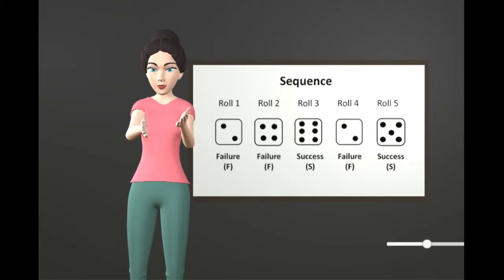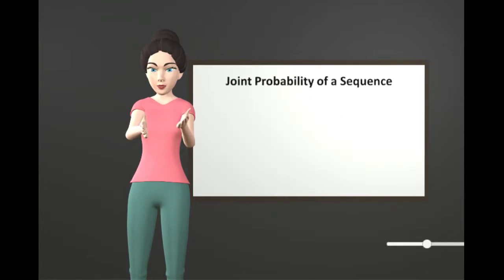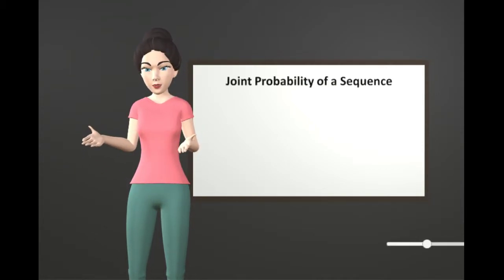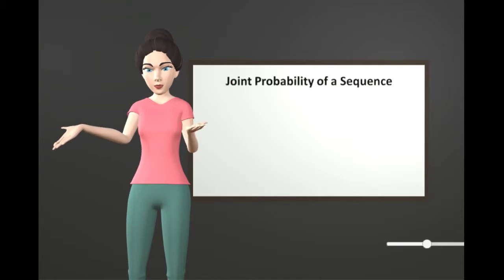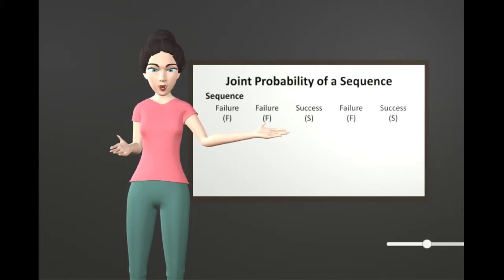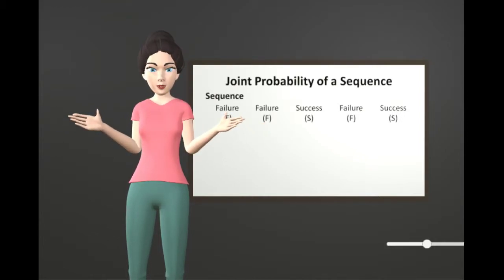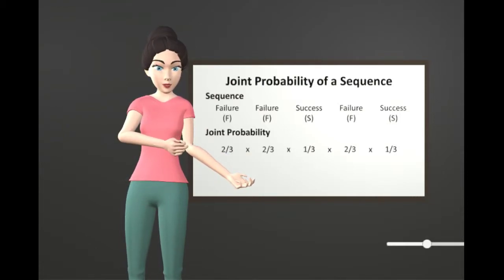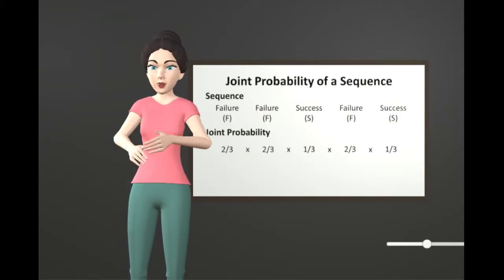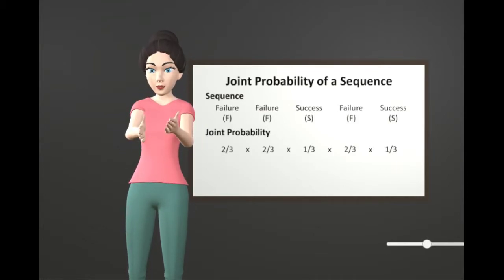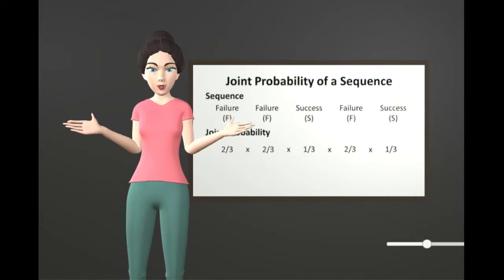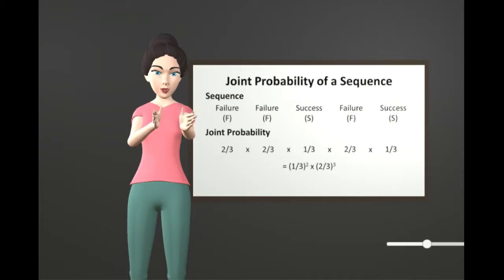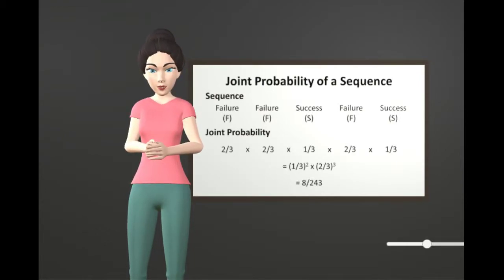A sequence, like the previous example, has a probability of occurring, which is called the joint probability of a sequence. This can be found by multiplying the probabilities of each individual event. Let's take the previous example. We had failure, failure, success, failure, success. Now we multiply the probability of each happening, so we get 2/3 for failure times 2/3 for failure times 1/3 for success times 2/3 for failure times 1/3 for success. We can also write this as 1/3 squared times 2/3 cubed. So the joint probability of this particular sequence occurring is 8 out of 243.